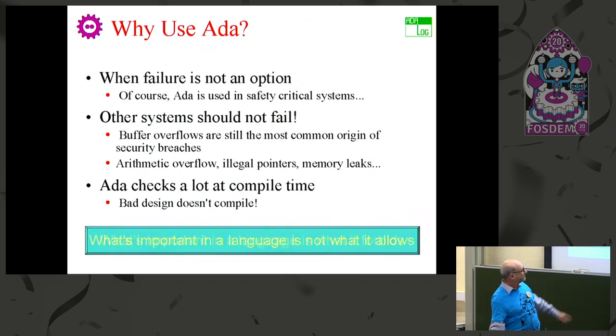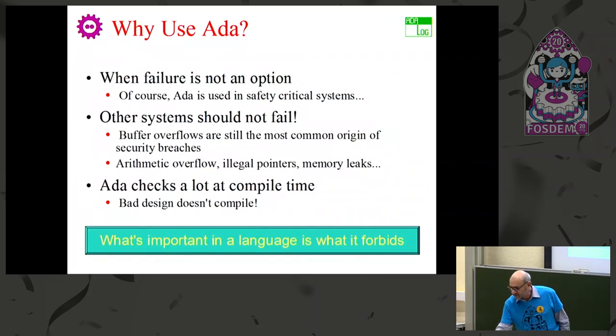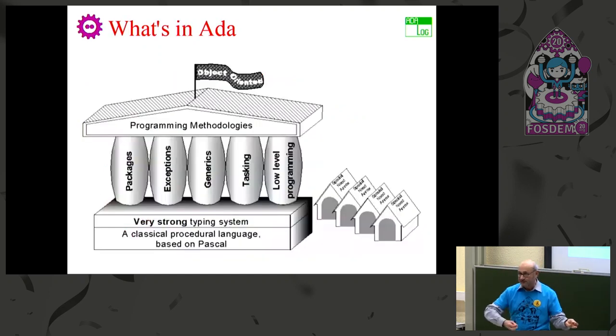What's important in a language is not what it allows. What's important in a language is what it forbids, because that's where the safety comes from. If you have a language like C that allows everything, well, that's normal. It's a portable assembly language, so you have to take up the responsibility of safety. If you allow everything, there is nothing you can prove. The only thing you can prove is when you have rules that forbid some incorrect constructs.